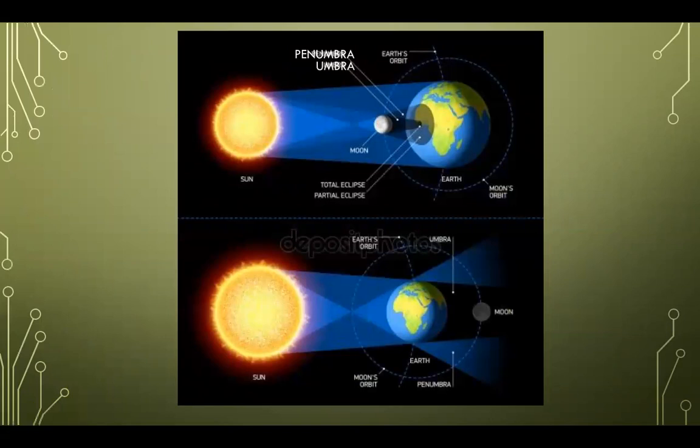So these are the two types of eclipses we have. Quite simply, in the top, you see that the moon is coming in between and blocking the light from the sun, creating this umbra, this shadow, this penumbra. And from Earth, this would look like a solar eclipse. The sun would be blotted out in the sky.